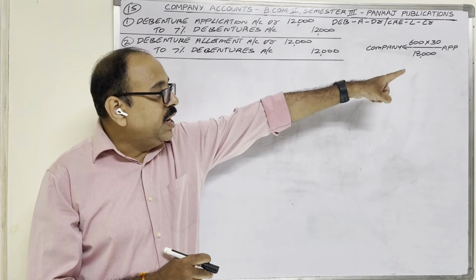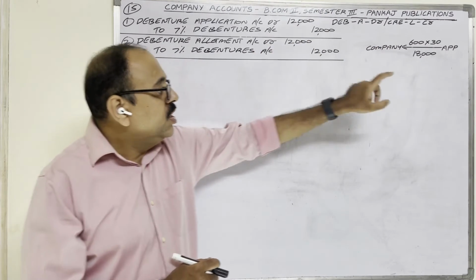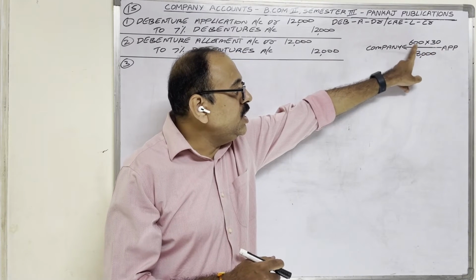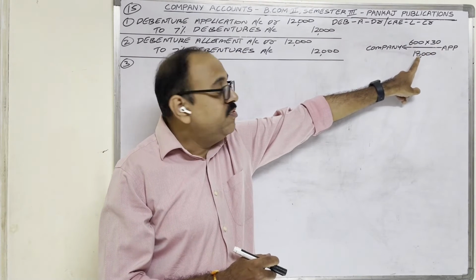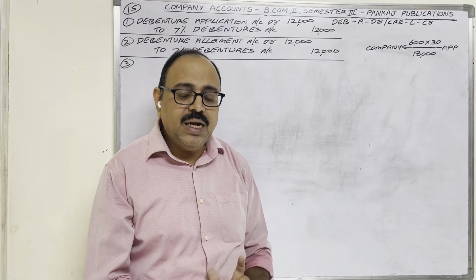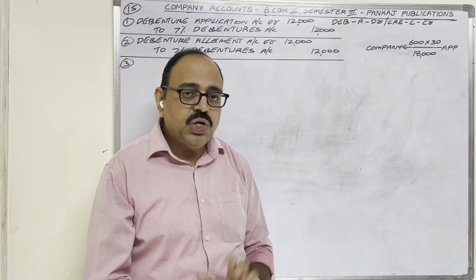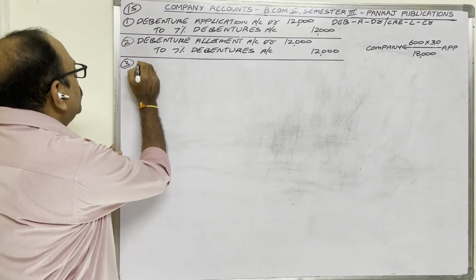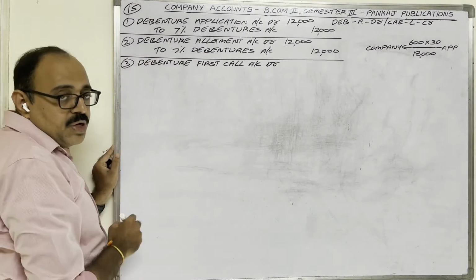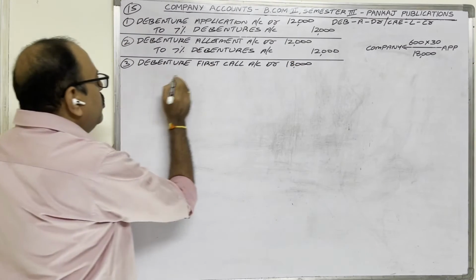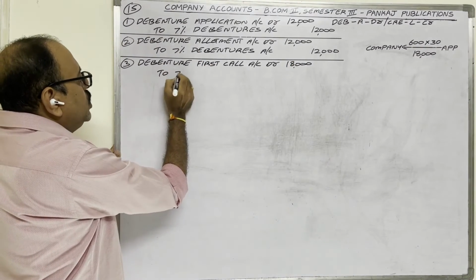From applicants, on 1 debenture, first call money 30 rupees should come. On 600 debentures, 18,000 should come. For 18,000, applicants are debtors. Debtor is an asset. Asset shows a debit balance. Instead of debiting their names, we debit debenture first call account. This is also a personal account. Amount 18,000 rupees. This amount we are transferring to debenture account now.